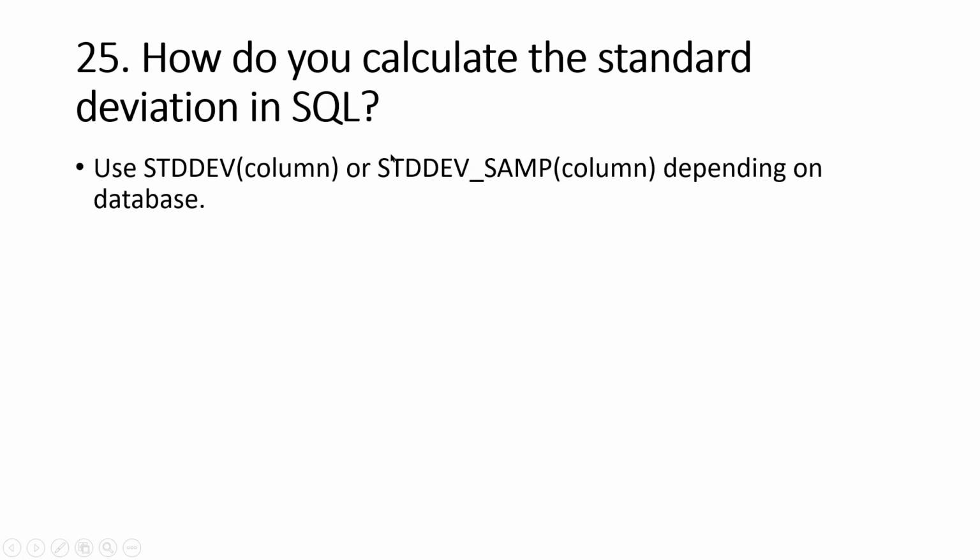How do you calculate standard deviation in SQL? We can use stddev, and you need to specify the column, or stddev_samp, which means for sample, and you need to specify the column depending on the database.